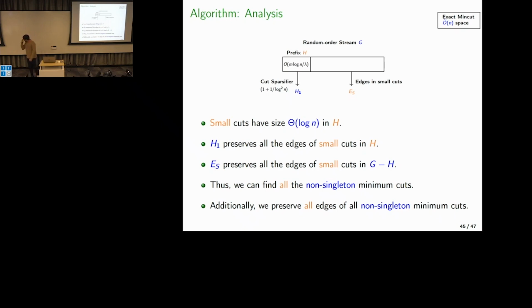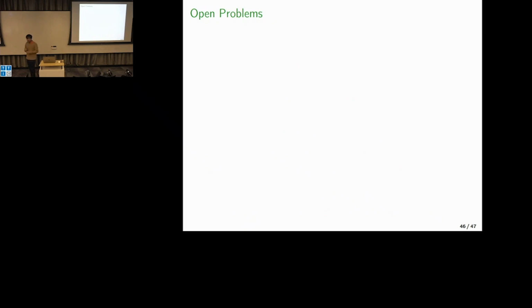Okay, so let me conclude, and then you can ask me some questions. We've solved exact min cut in random order streams for unweighted graphs, but the question is, what about weighted graphs? Can we do something there as well? The RSW result does not hold, so we can't get this property.